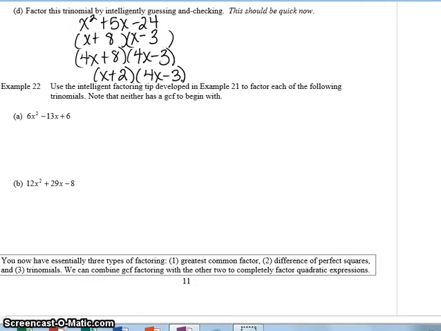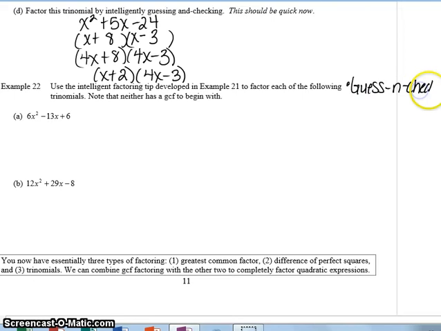Example 22. Use the intelligent factoring tip developed in Example 21 to factor each of the following trinomials. Note that neither has a GCF to begin with. Okay, I just want to review real quick off the side. Don't forget there's always guess and check as well.